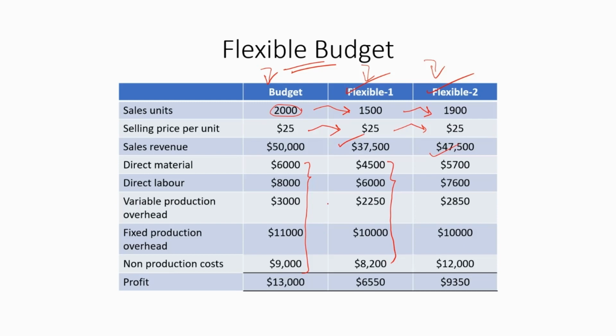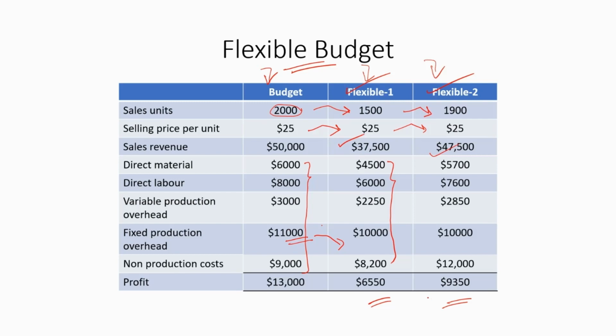Always remember that when preparing flexible budgets, you need to be aware of the semi-variable cost and step fixed cost. As you can see, the fixed production overhead cost has reduced to 10,000 when the sales units have dropped to 1,500 units, which indicates a step down fixed cost. Likewise, you need to be aware of these little changes when preparing flexible budgets. So ultimately, you can calculate the potential profit for the flexible budgets.